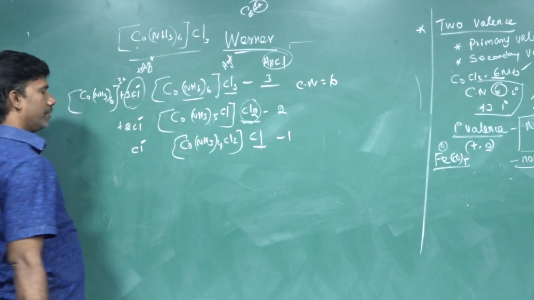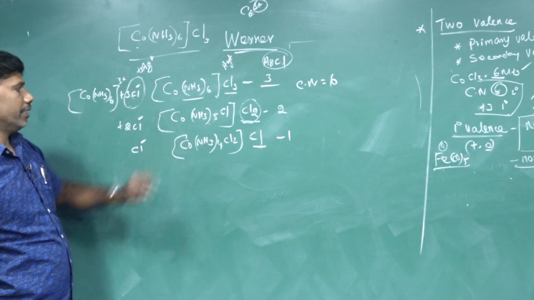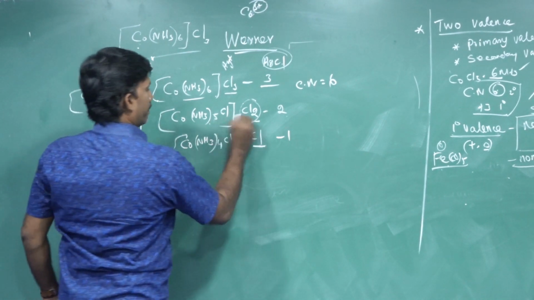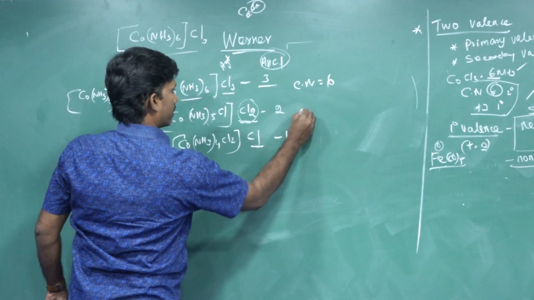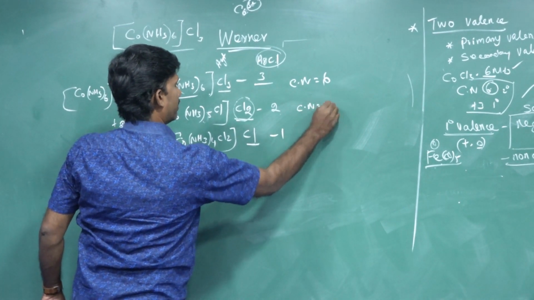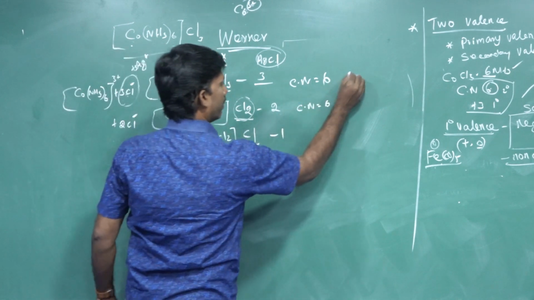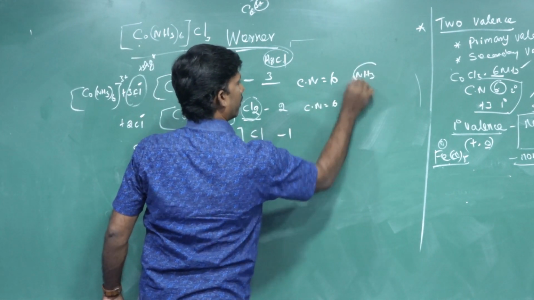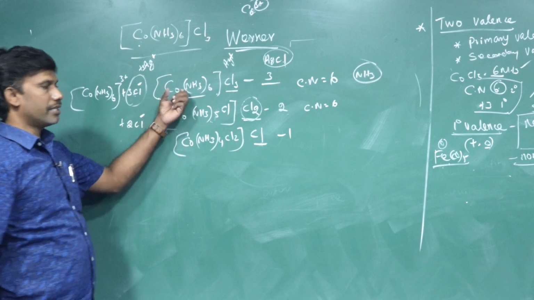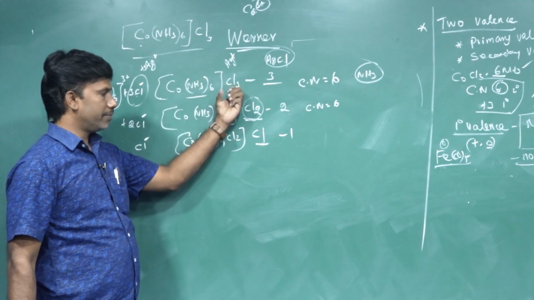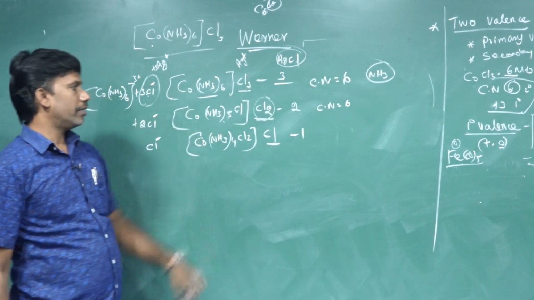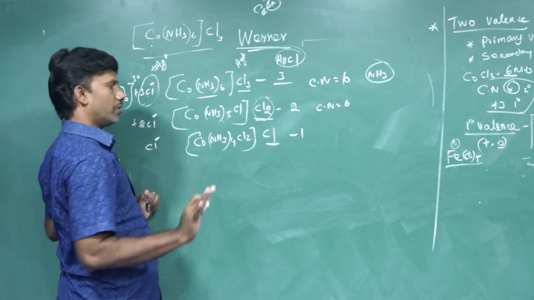Well, let us go with this example. See here, also coordination number 6. What is the difference, sir? Here also 6, there also 6. All 6 are satisfied by the neutral molecule ammonia. All the 6 coordination number is satisfied by the neutral molecule ammonia. Here also coordination number 6, there is no doubt at all.